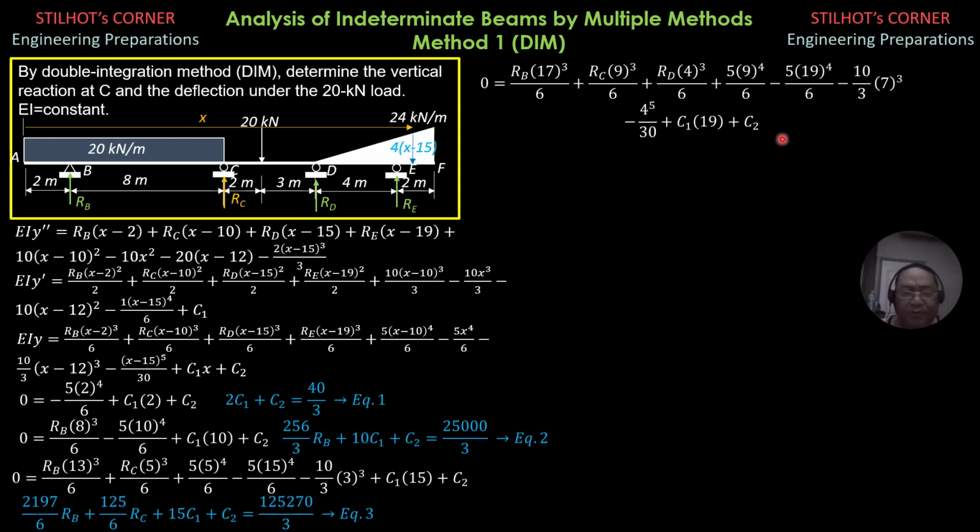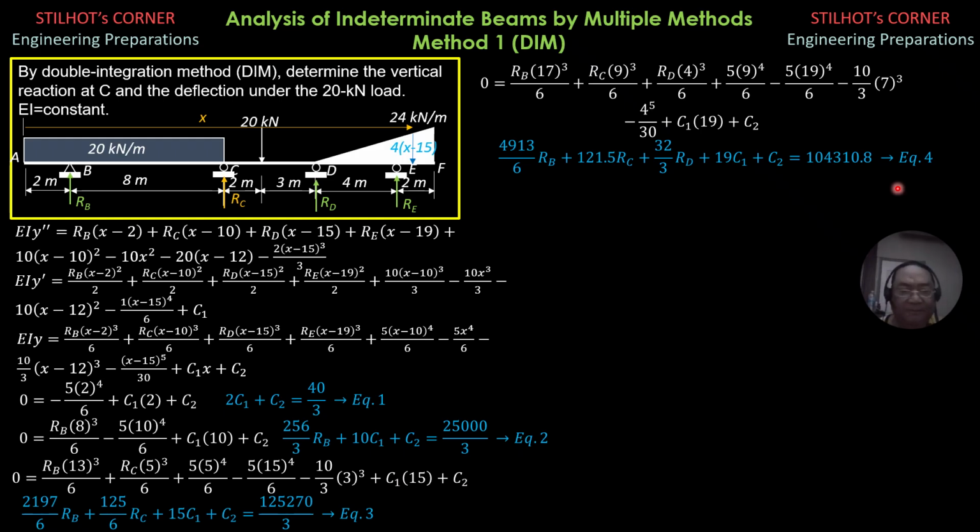plus c sub 2. So simplifying this equation, we have 4913 over 6 RB plus 121.5 RC plus 32 over 3 RD plus 19 C sub 1 plus C sub 2 equals 1043, 10.8. Call that equation 4.